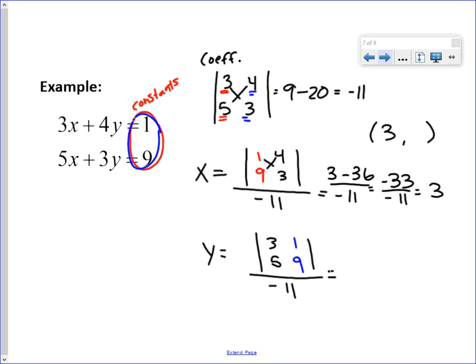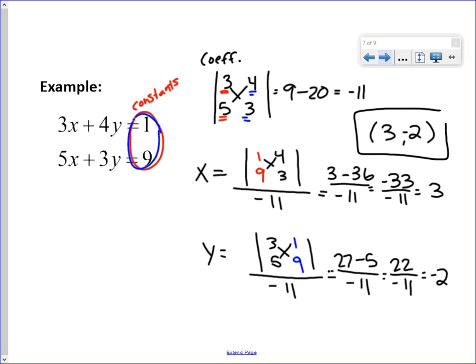And then calculate the determinant. 27 minus 5 divided by negative 11. That's 22 divided by negative 11, and that's negative 2. Questions about what I did? Yep, I have my ordered pair right here. Your solutions to systems should be represented as ordered pairs or ordered triples or ordered quadruples.